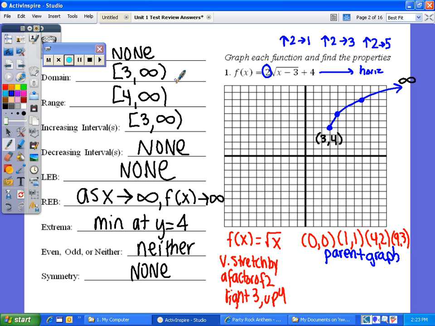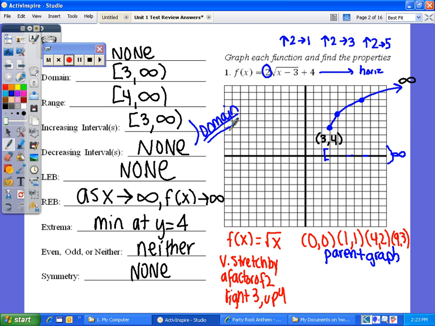The domain goes from 3 all the way to the right to infinity. The range goes from 4 up to infinity. This graph is constantly increasing. The x values that I use to make this increase go from 3 all the way to infinity, so my domain and my increasing interval are the same thing. The decreasing interval is none because this graph never decreases. Remember, for your intervals, always look at your domain, your x values.